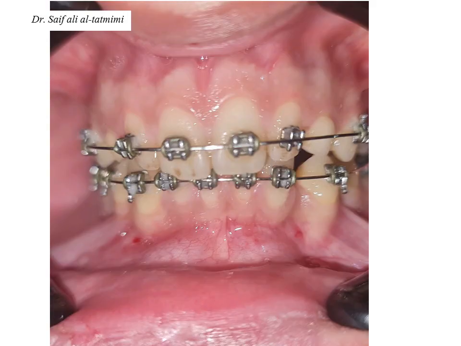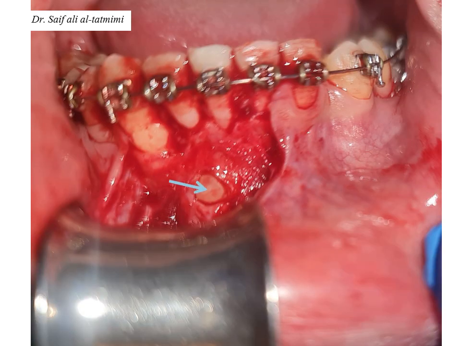This is the preoperative intraoral photograph, and we plan to do a three-sided flap, doing two vertical releasing incisions and connecting them with a horizontal incision. This is the photo after flap reflection, and the tooth is already peeking out through the bone.